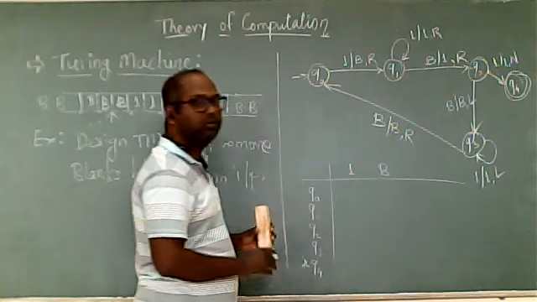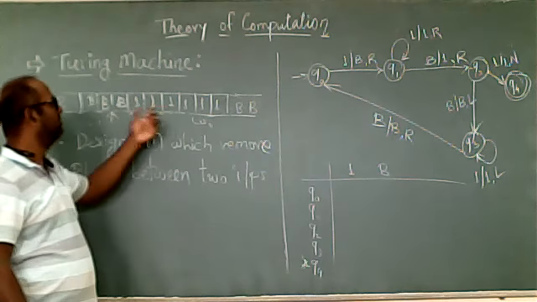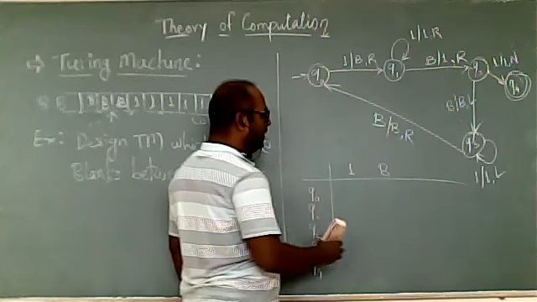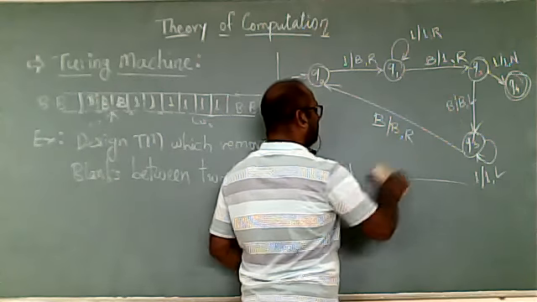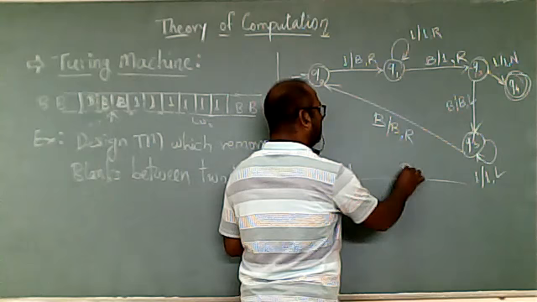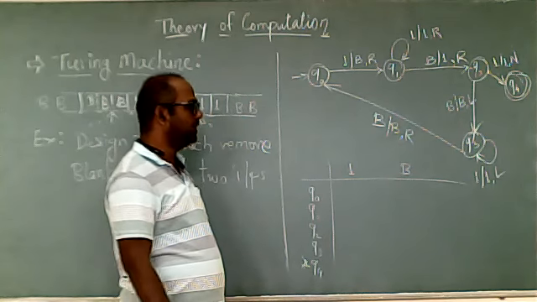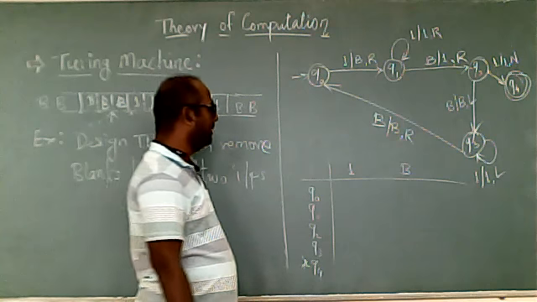What else tape symbol have we used? We have replaced this 1 with the blank. Blank, one more tape symbol. So we are having only 2 tape symbols, 1 and blank. On the upper side, we are having 2 symbols, 1 and blank.